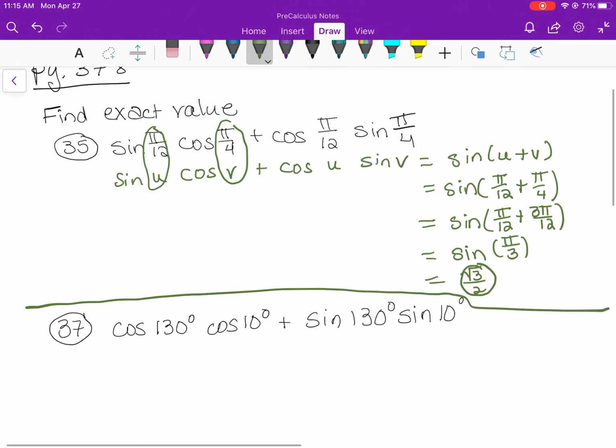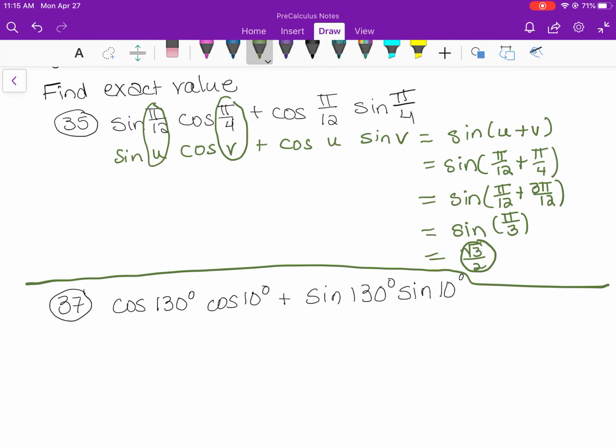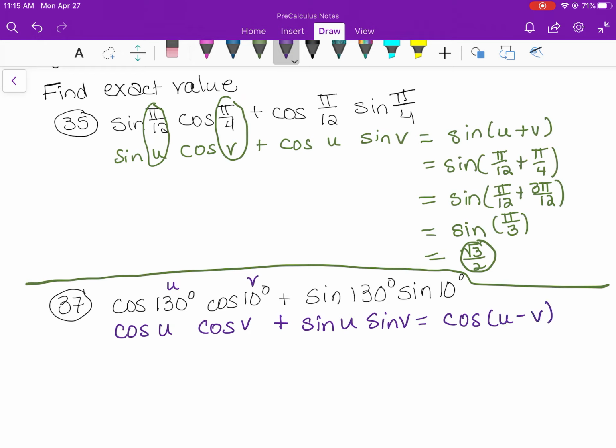Let's try another one, this time in degrees. So again, I'm going to allow the 130 to be u and 10 to be v. So this looks like the cosine of u, cosine of v, plus the sine of u, sine of v. This matches with the cosine of u minus v.